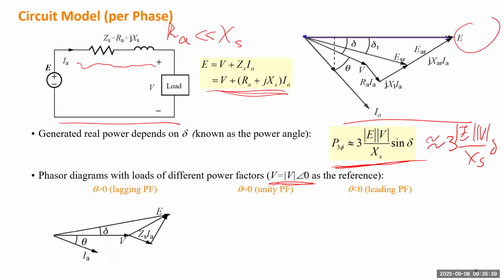So we have V as the reference, and because of the lagging power factor, the current will be lagging the voltage by theta angle, where theta is positive.